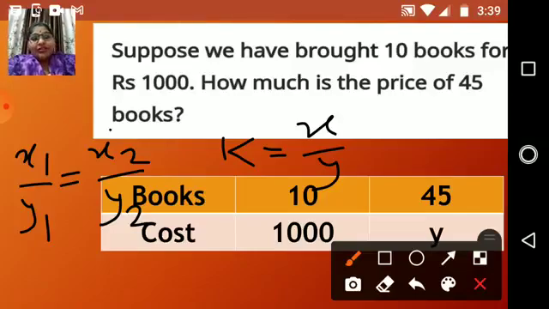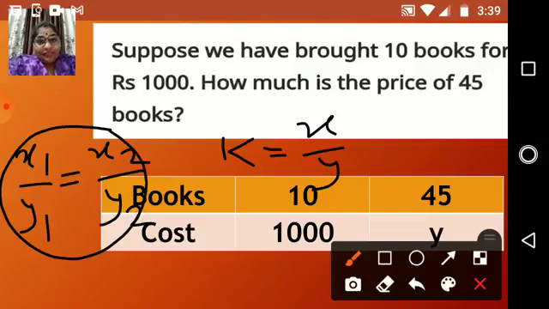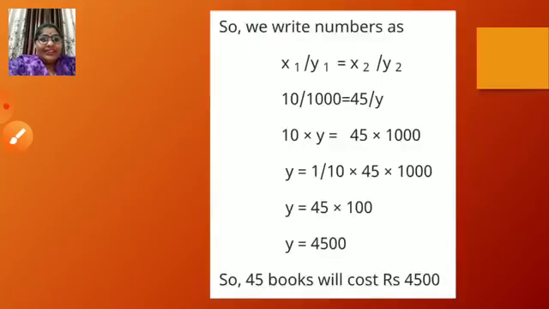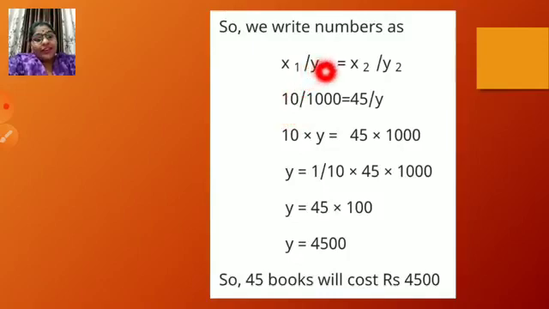Using this equation, we can find the unknown, that is the cost, Y2. So let us see here. X1 upon Y1 is equal to X2 upon Y2. We are substituting the values. X1 is the number of books, that is 10, and Y1 is the cost, that is 1000, which is equal to X2, 45 books, and Y2, the cost we have to find. Let us keep it as Y.